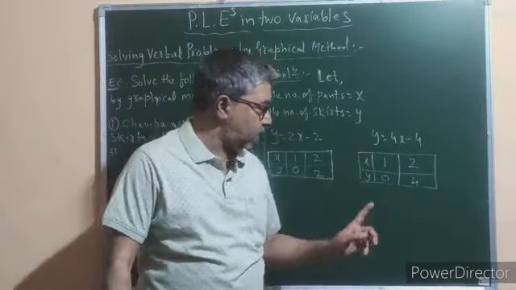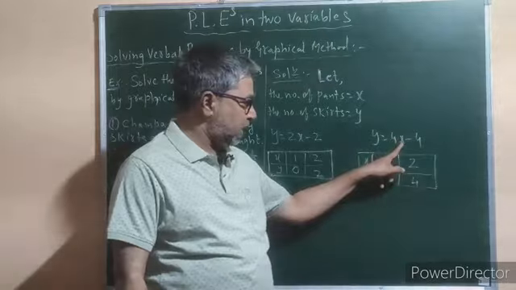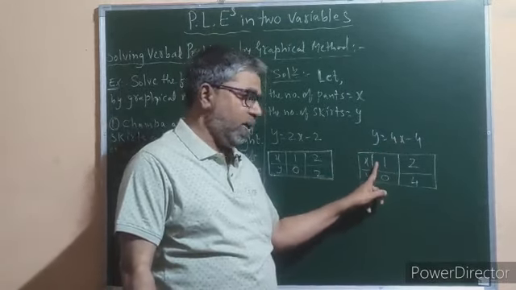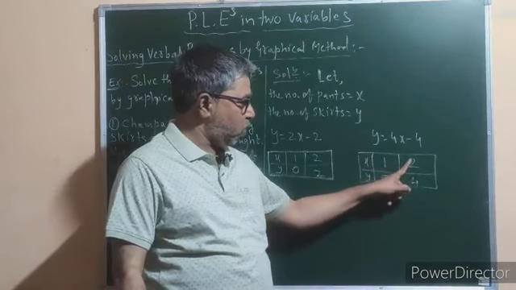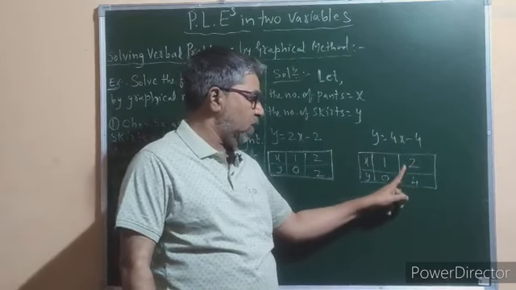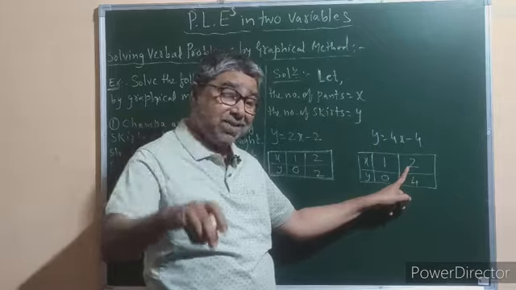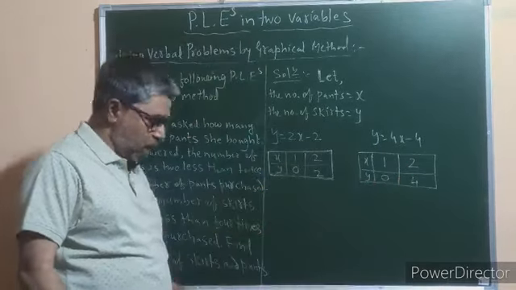Now coming to the second equation, let us consider the value of x as 1. Replace x by 1. 4 ones are 4. 4 minus 4 is 0. If the value of x is 1, the value of y will be 0. Now go for 2. 4 2s are 8. 8 minus 4 will be 4. If the value of x is taken as 2, the value of y will be 4.